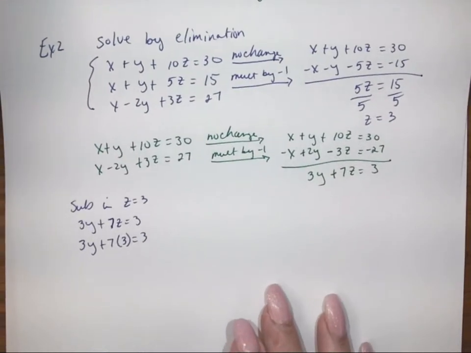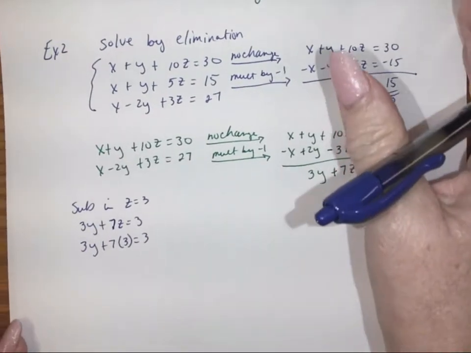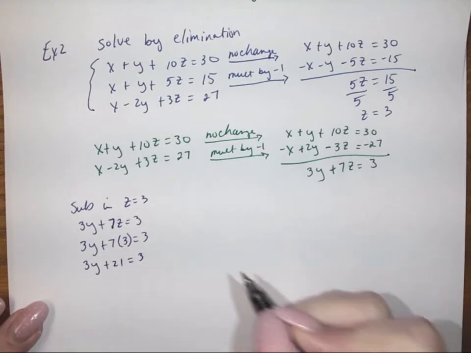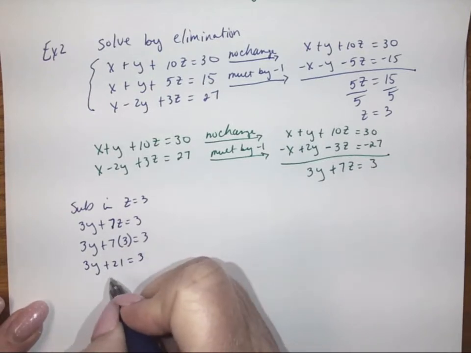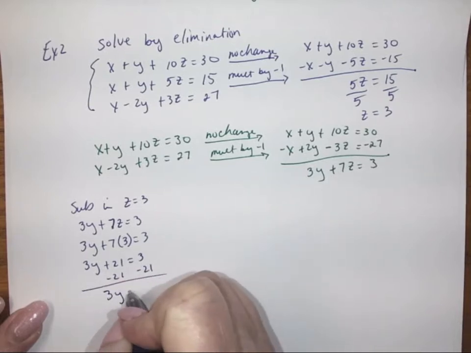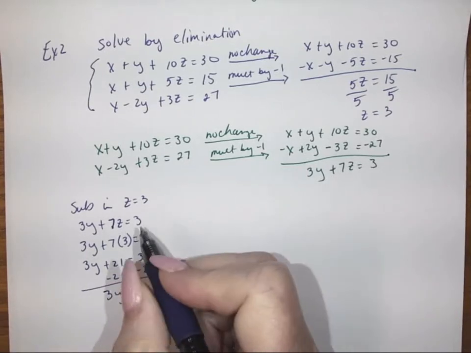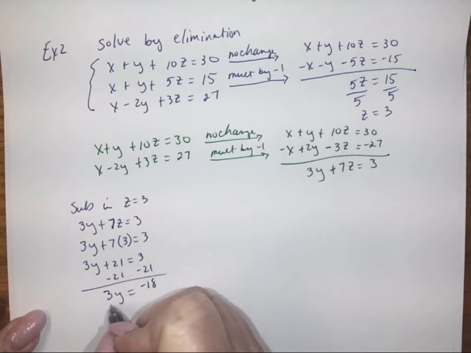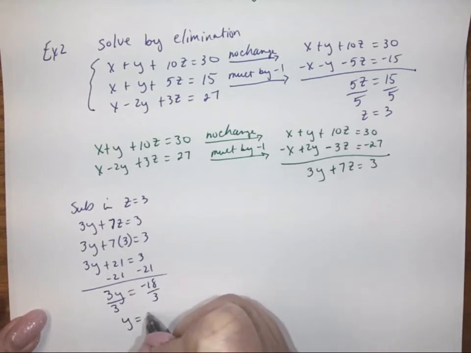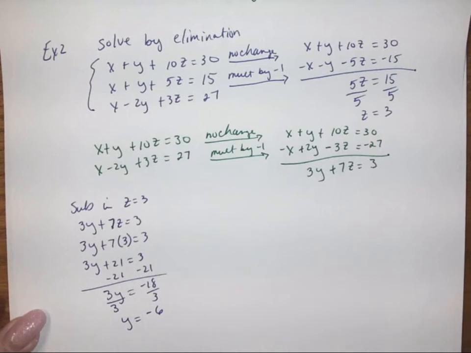Scooch that up a little bit. So we have 3y plus 21 equals 3. We'll subtract 21. 3y will equal 3 minus 21 gets us -18. Divide by 3, and y will be equal to -6.